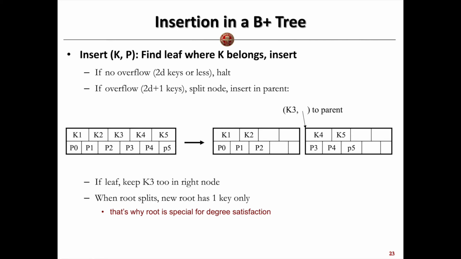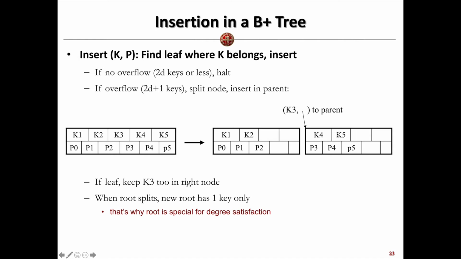And we will do the insertion like this. We insert K1, K2 into one node. As to its pointers, it covers P0, P1, and P2. We also insert K4, K5 together with P3, P4, P5 into another node. And we insert K3 to the parent node. And so this K3 has a pointer. This pointer will be pointing to the right hand side of this node, this new node.